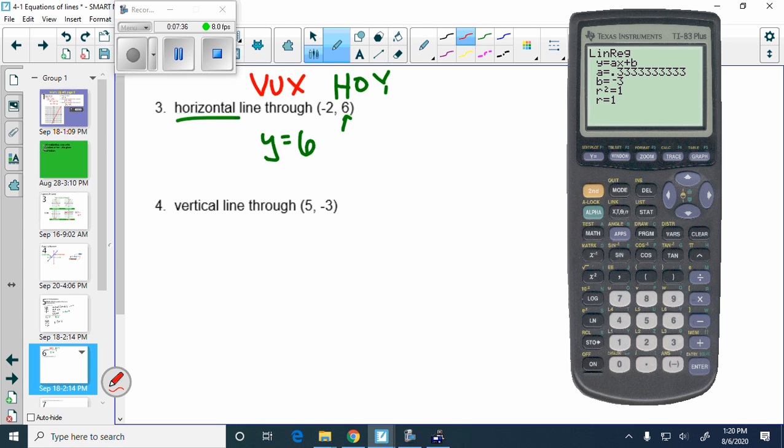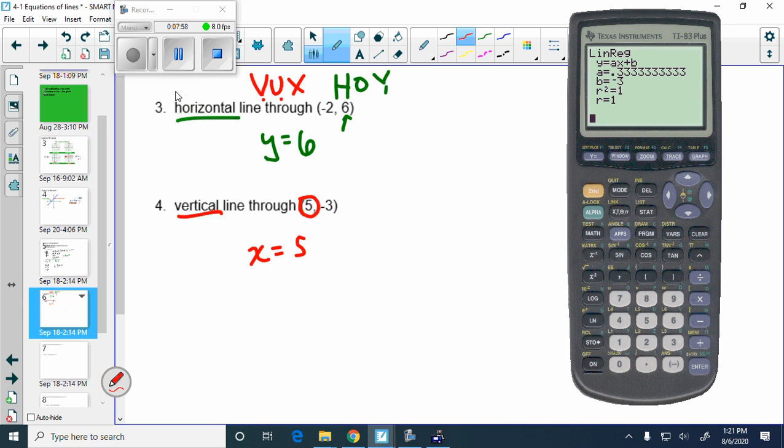So the next one is a vertical line, V for vertical, U for undefined slope, and X telling me my equation is X equals 5. The X value right there. So those are pretty brief, and this Vux-Hoy idea will certainly help you keep that straight in your mind. Easy problems are usually also easily switched, and we don't want that to happen.